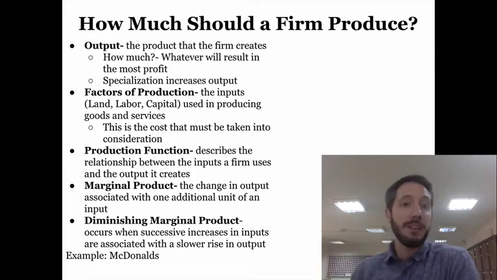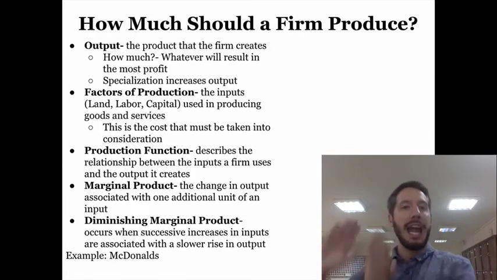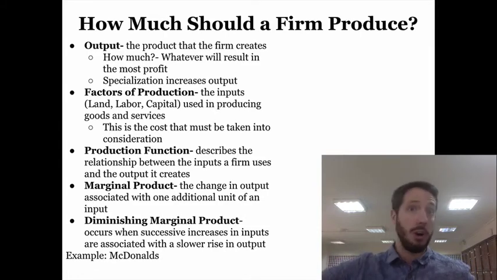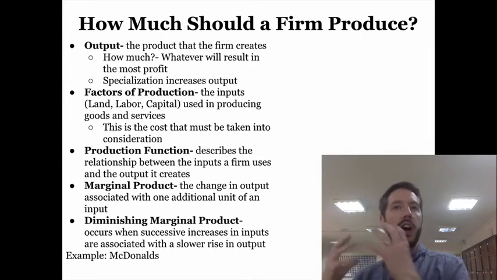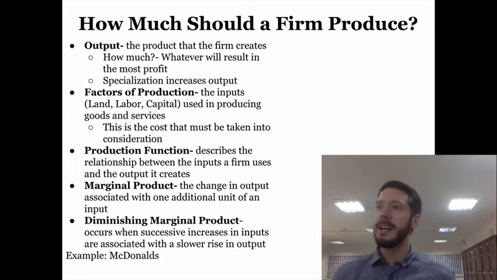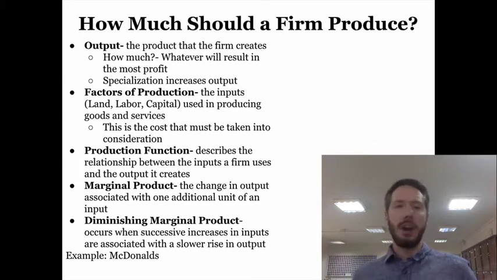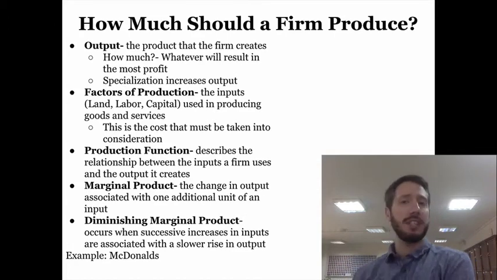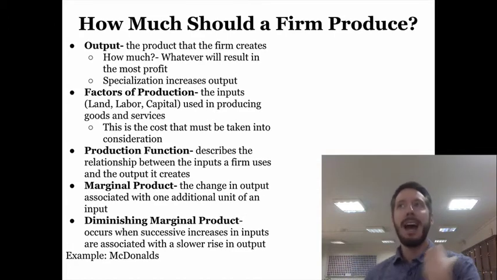Now, what we have to think about is marginal product, which is the change in output. So how much more efficiently am I creating Big Macs or cars or computers with one extra input? That could be an extra French fry fryer, or that could be an extra person that's working at my business. How much more output am I getting from doing that?